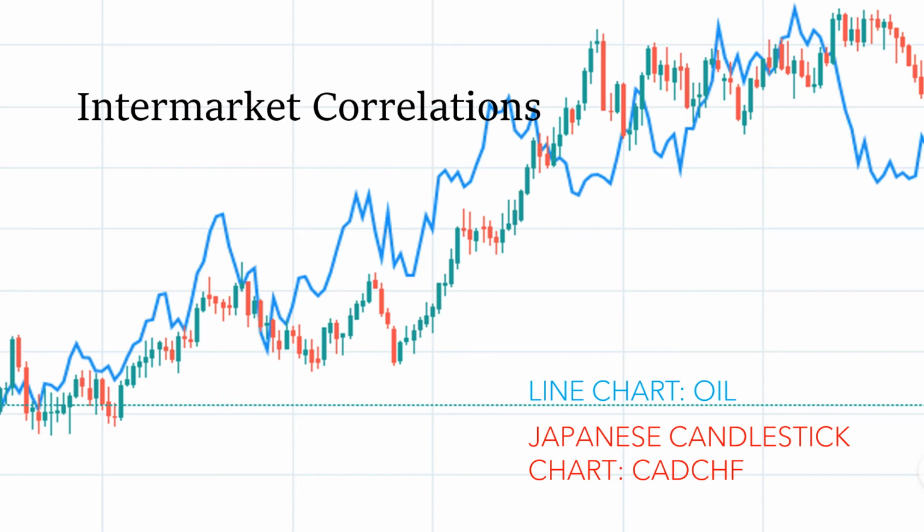So, let's look at this chart here. The line chart represents the price of oil, and the Japanese candlesticks represent the pair, the Canadian dollar to the Swiss franc. As you can see, as oil increases, the Canadian dollar gets stronger, and it usually mirrors oil quite almost perfectly. It goes up together, then it comes down together, and it carries on like this all the way up.